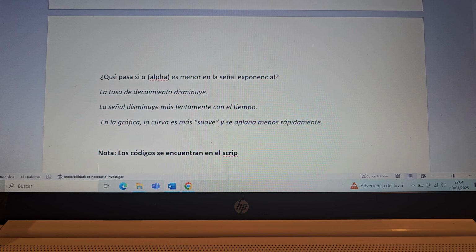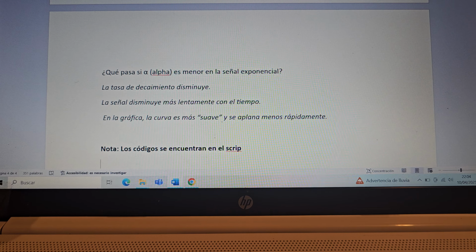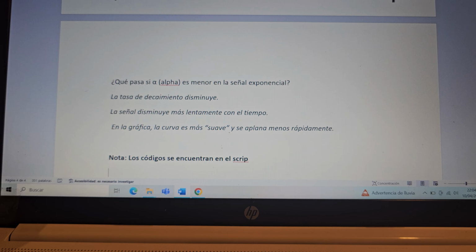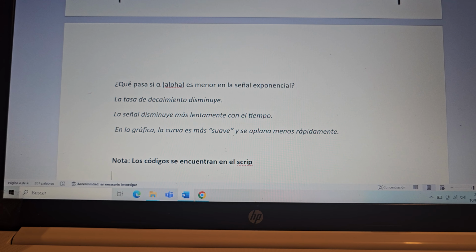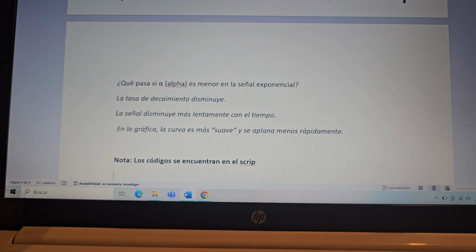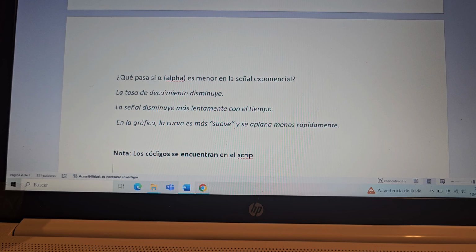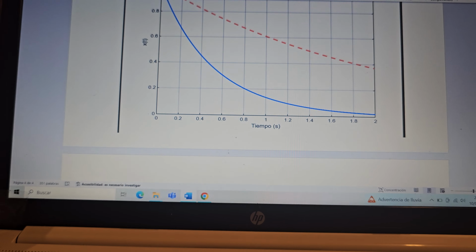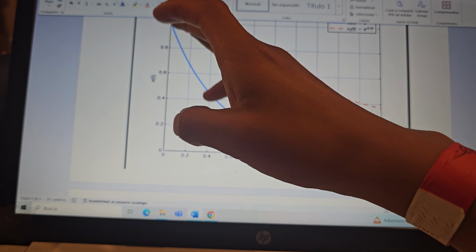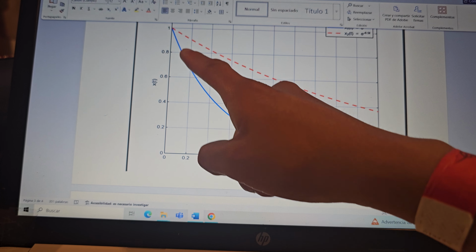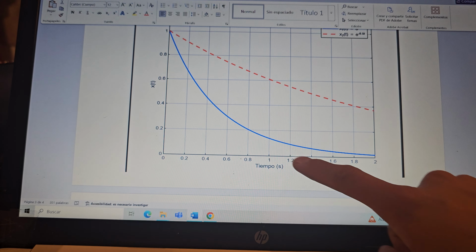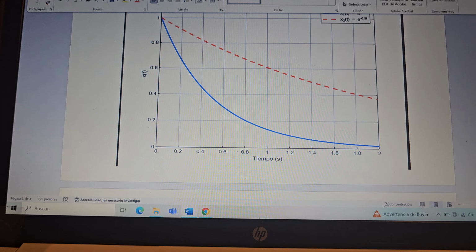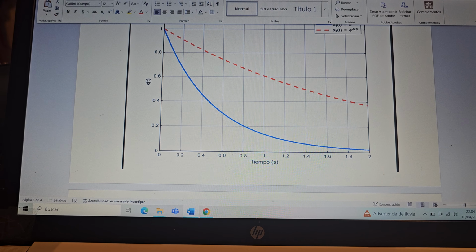When alpha is smaller in an exponential signal, the decay is going to be slower, and the signal is going to fall more quietly with time. It's going to fall more softly. As you can see, the blue signal is lower than the red point signal.